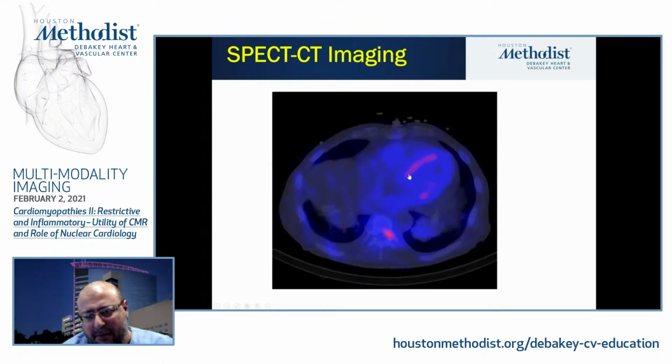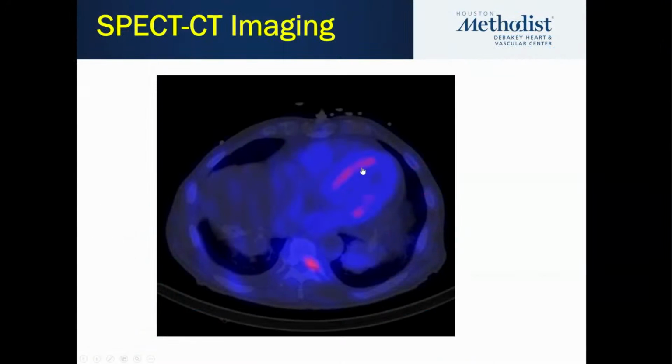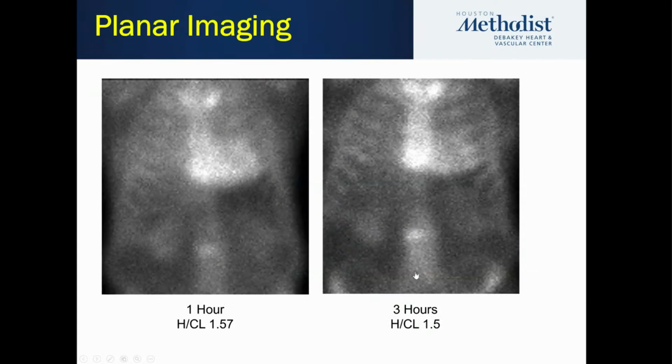So this is, for example, a case where we're using a SPECT CT because it will help guide us to where the heart is and where the septum is, and you can clearly see here that there is a hot septum in this patient, and there is also more uptake in the vertebra, because it's a bone scan. This is a patient clearly with ATTR amyloid. This is another patient at 1 hour, 1.57, at 3 hours, 1.5.